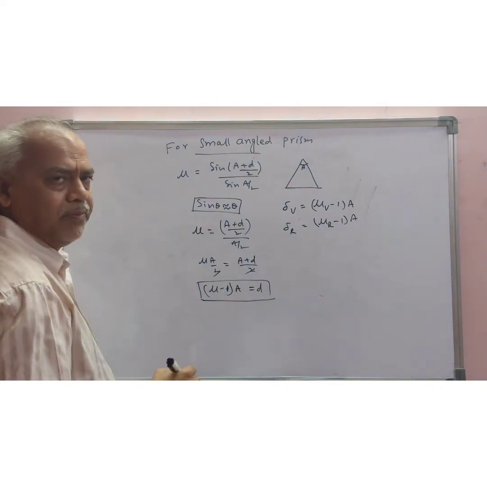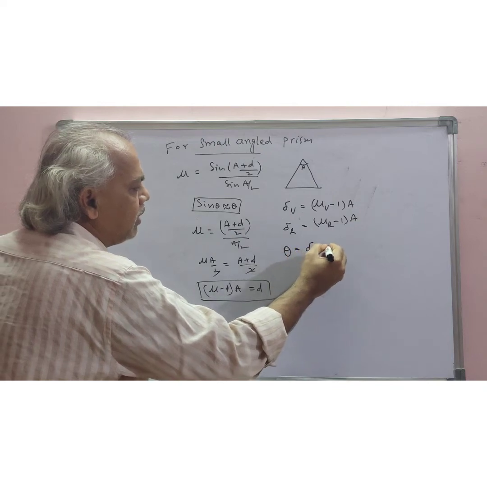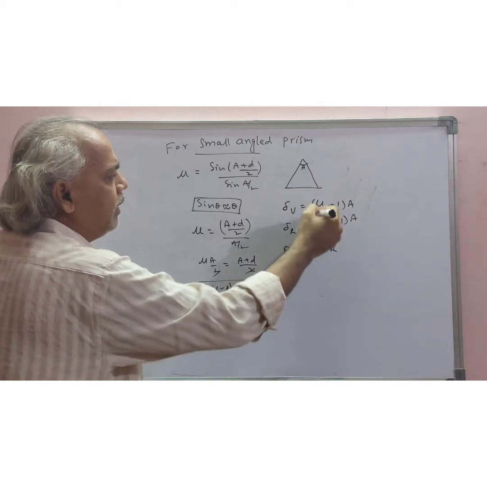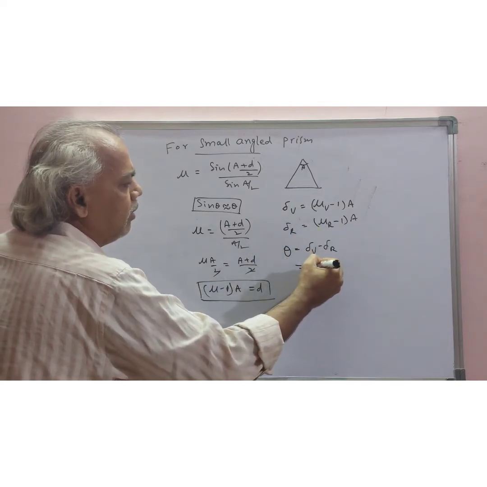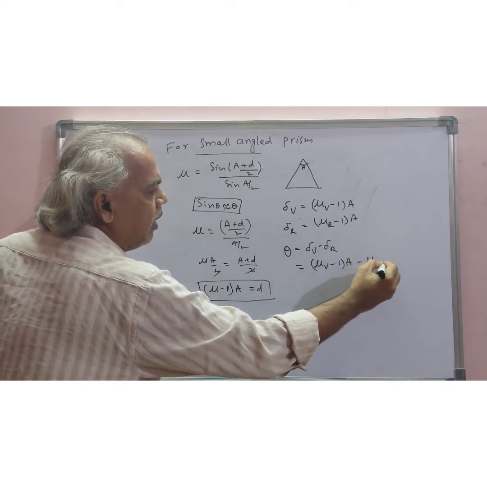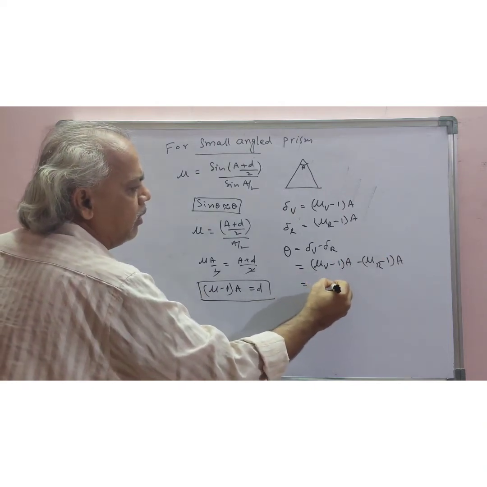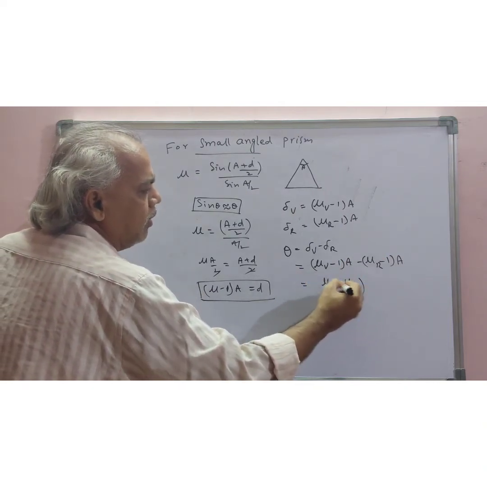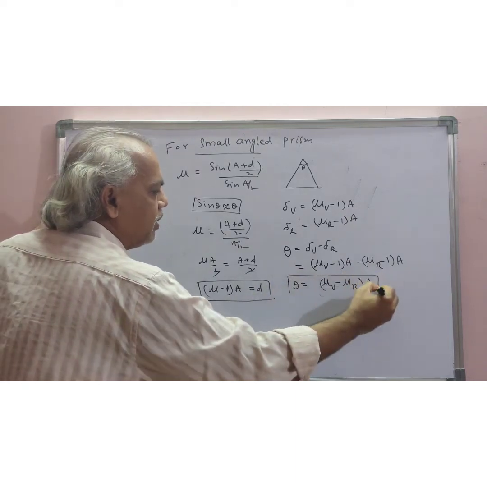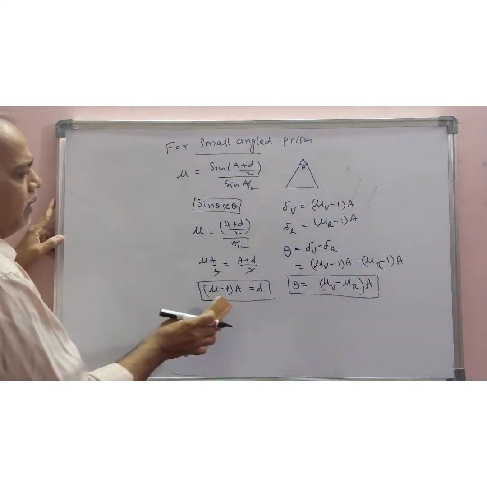Angular dispersion θ is equal to δv minus δr. So substituting these values, (μv minus 1) into A minus (μr minus 1) into A, we obtain (μv minus μr) into A. It is the angular dispersion. Okay, next, dispersive power.